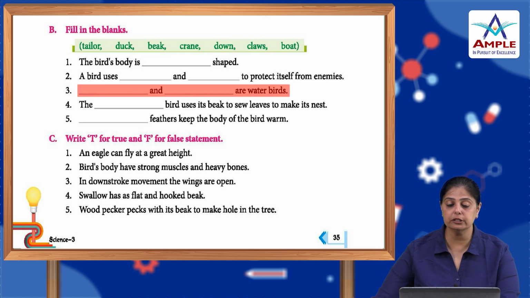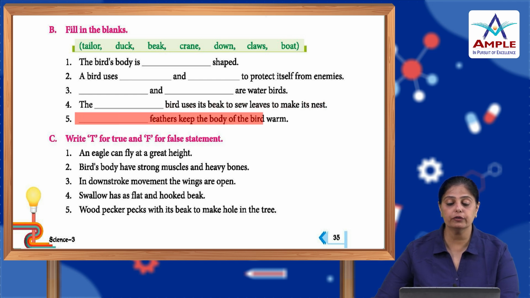Dash and dash are water birds. Okay. Which of these are water birds? Duck and crane. Okay. The tailor bird uses its beak to sew leaves to make its nest. Dash feathers keep the body of the bird warm. Which are the feathers? The down feathers.